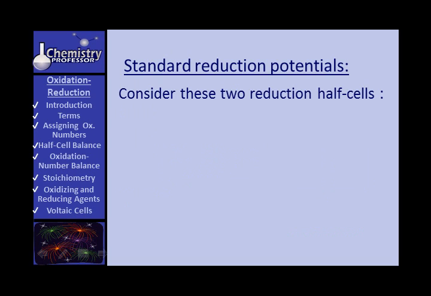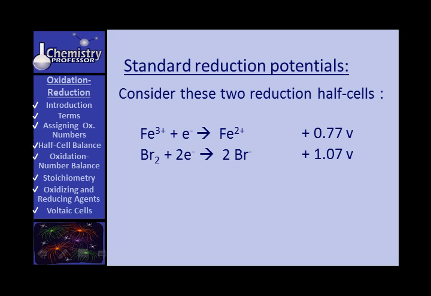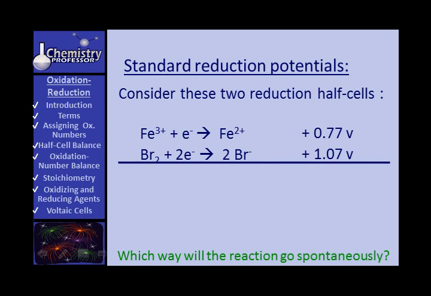What if we have these two reduction half cells? We have the ferric ion in aqueous gaining electrons producing the aqueous ferrous ion, and the voltage is 0.77 volts. And the bromine gains 2 electrons, forms 2 bromide ions, aqueous, and that voltage is 1.07 volts. Now, look at these. I've written them both as if they're gaining electrons. One will have to gain, one will have to lose. But which way do you write it?